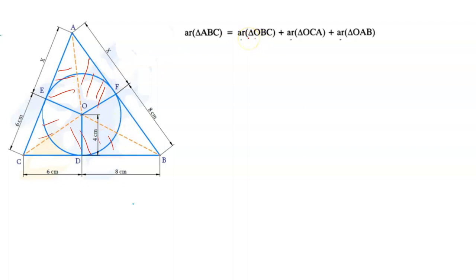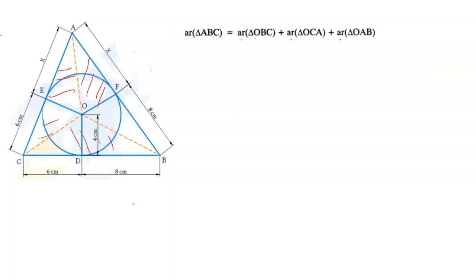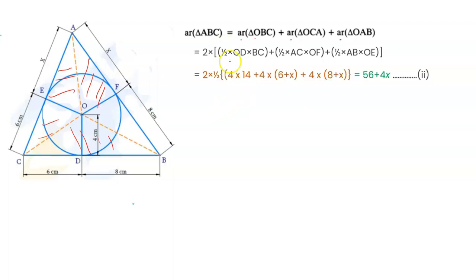Now what is triangle OBC? It will be one half. Just a second, let's go stepwise. This is the first step where you will be taking half OD into BC, half AC into OF, half AB into OE. For OAC, AC will be the base and OF will be your height. Again, OE will be the height and AB will be your base. In the same case, OD will be your height and BC will be your base. So one half base into height. Everywhere the formula remains the same. That is the original formula which you have learned in your classes, the basic formula.